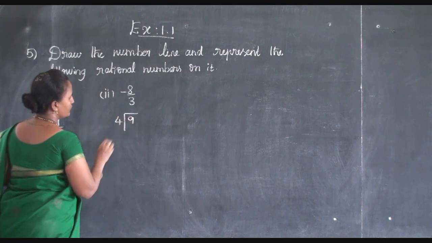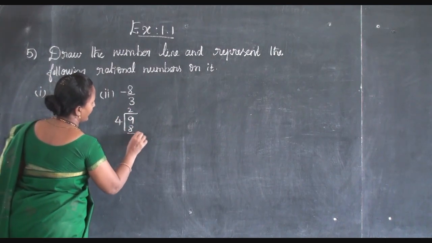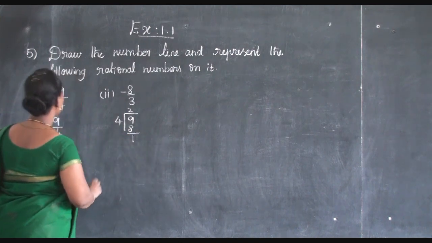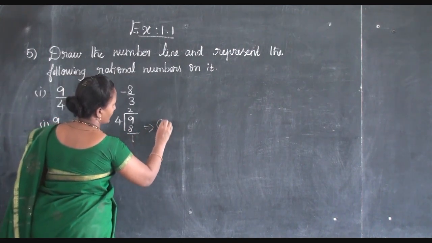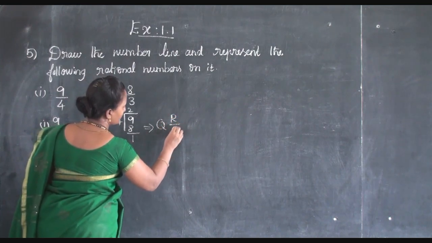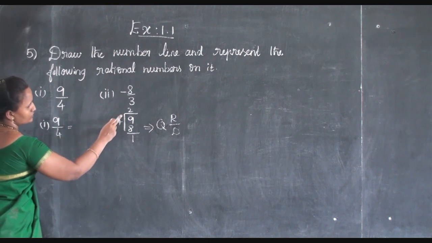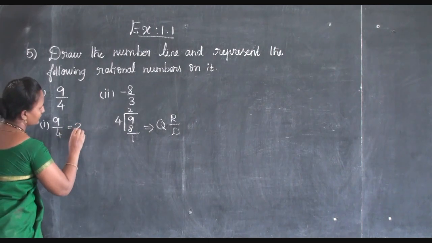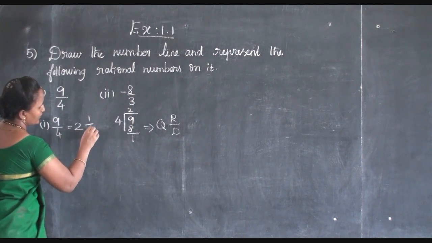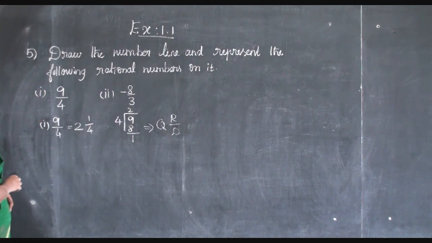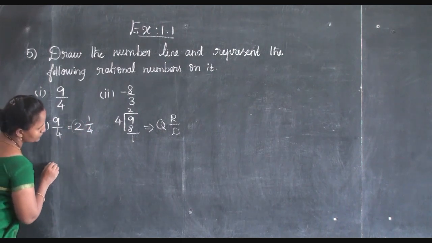Divided by 4. How many 4s are there in 9? 2 4s, 8, balance 1. Quotient, remainder by divisor, that is the mixed fraction. So quotient, what is quotient? 2, remainder divided by divisor. This is the whole number.